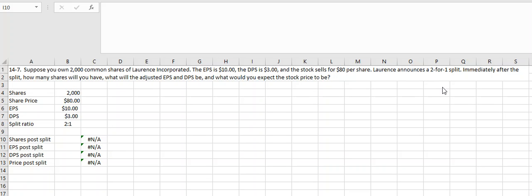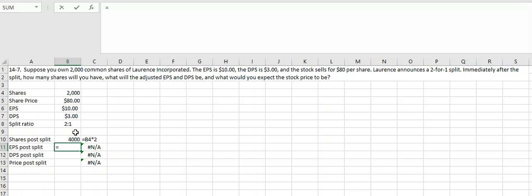So in a 2-for-1 split, remember the first value is the number of shares you have after the split. So in a split, your number of shares are increased. In a reverse split, the shares are decreased. So right now we see you have 2,000 shares. And if it's a 2-for-1 split, our shares after the split is simply the shares times the value after of 2.